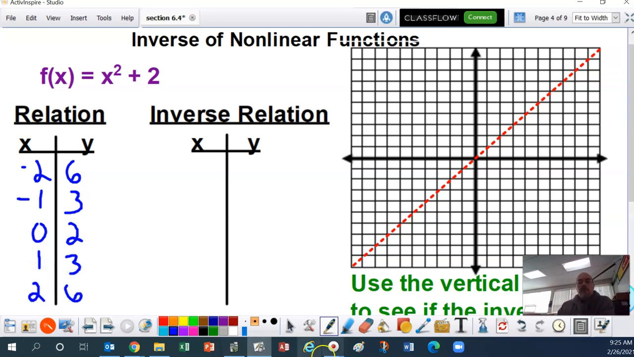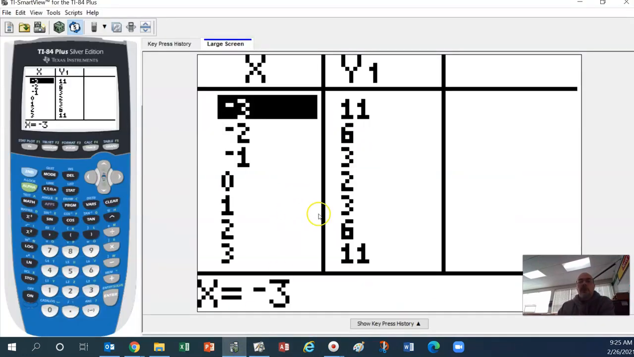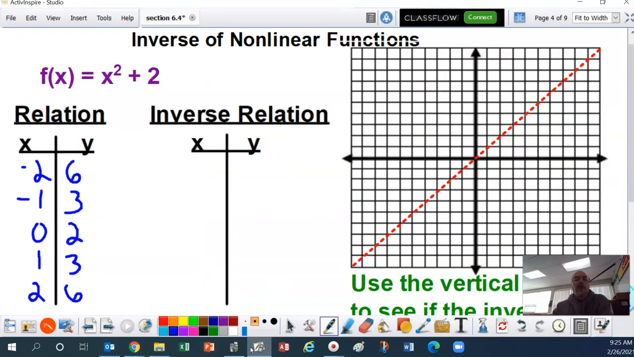Okay, so again, I just got those ordered pairs looking at my table, and I didn't want anything bigger than 10 or less than negative 10. Okay, so that's what fits. So let's graph that. So negative 2, 6, that will be right here. Negative 1, 3, that'll be right here. 0, 2, 1, 3, right there, and 2, 6, be right there. All right, so there's our parabola.